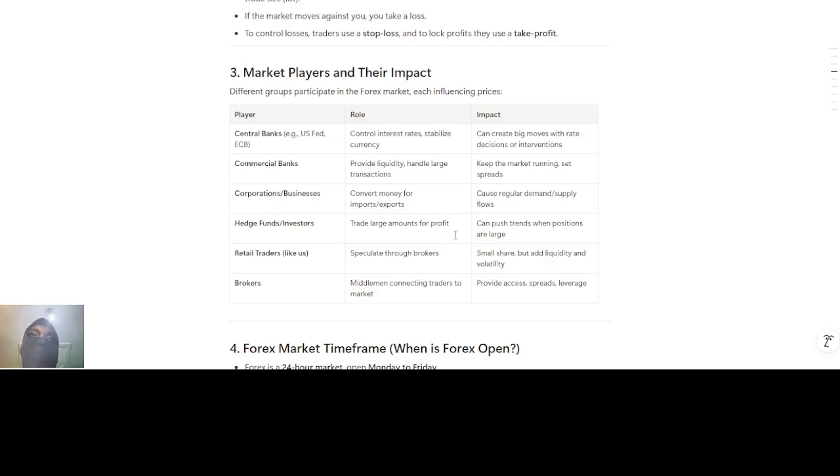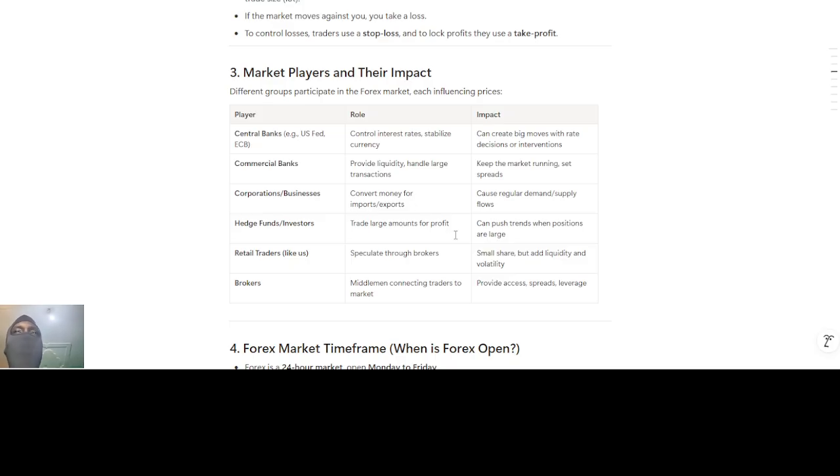So finally here you are. This is us, retail traders. We speculate with our small money. We put in our small money, $10, $5, $100, $1,000, $10,000 at the beginning. These are basically us, retail traders. We speculate through brokers. We have a small share, but we add a bit of liquidity and volatility into the market.